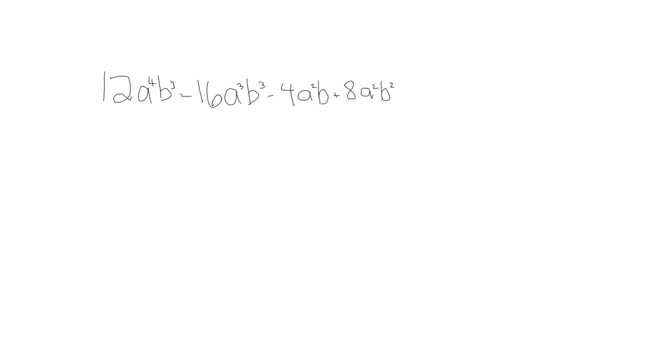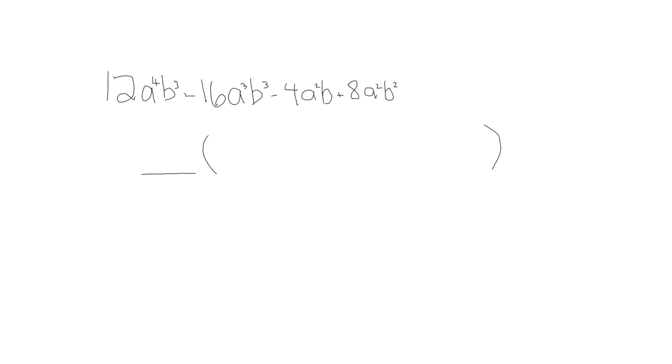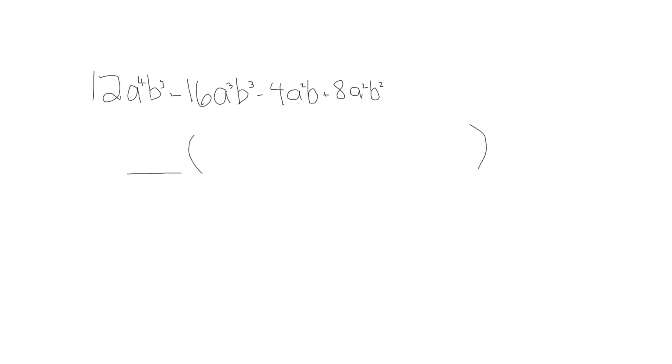Okay, 12 a to the fourth b cubed minus 16 a cubed b cubed minus 4 a squared b plus 8 a squared b squared. Make my bracket really long. And what can we vacuum out? A 4. Okay, yes, a 4. Take the 4.